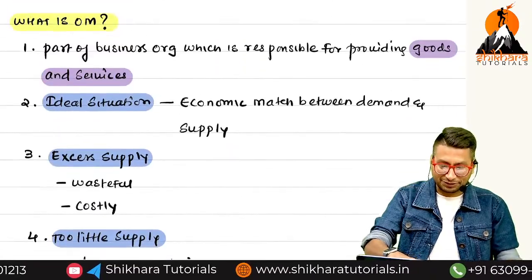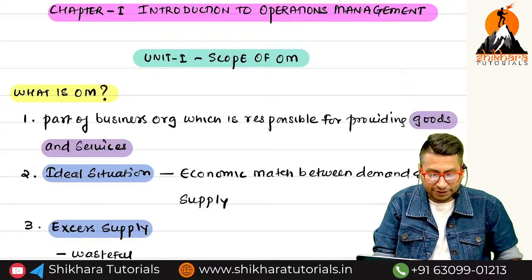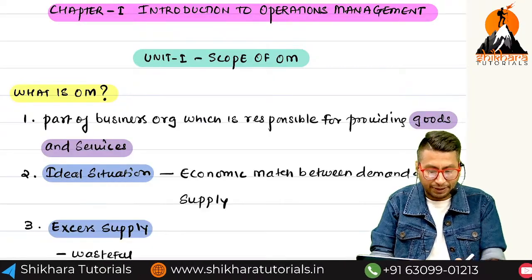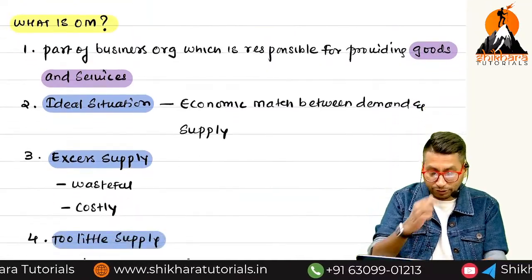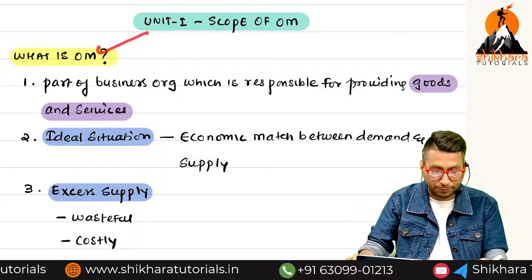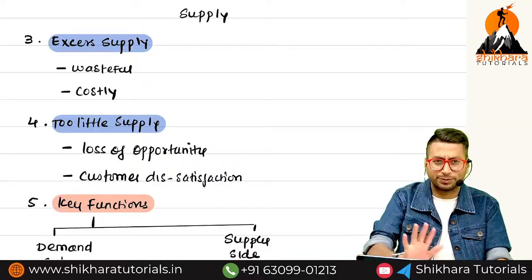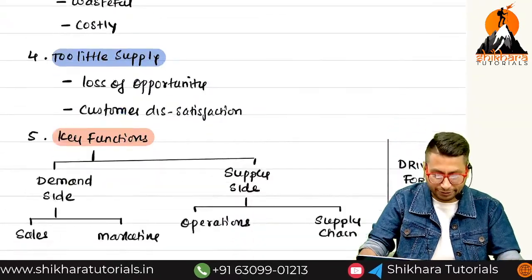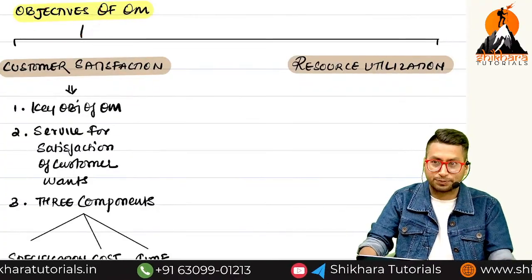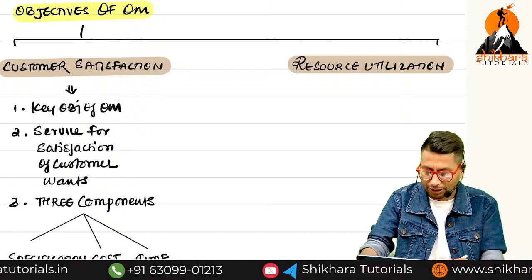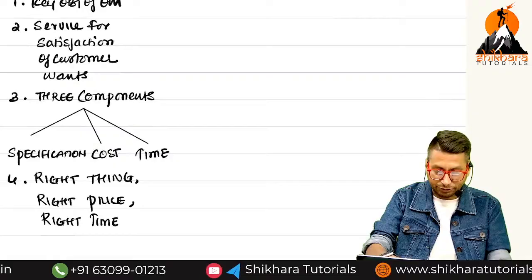So the other day we started with the main syllabus, that is chapter number 1, and chapter number 1 is introduction to operations management, and in that there are 3 units, and we started with unit number 1. In unit number 1 we first studied what is operations management, and the concepts we had already studied before, I have written the notes in a neat and legible manner. Then after that, we went to the objectives of operations management. This was also already discussed. There are two objectives of operations management, that is customer satisfaction and resource utilization.